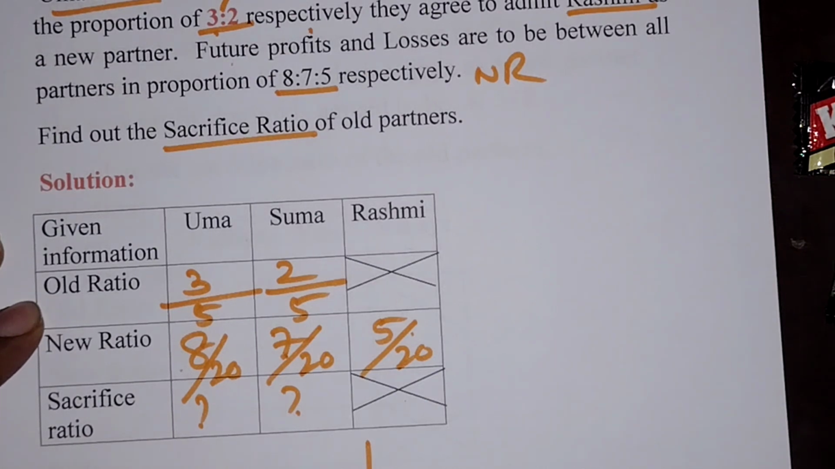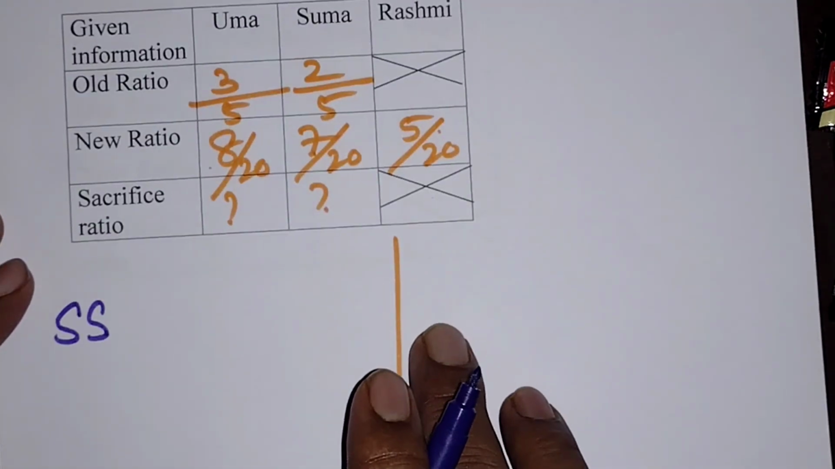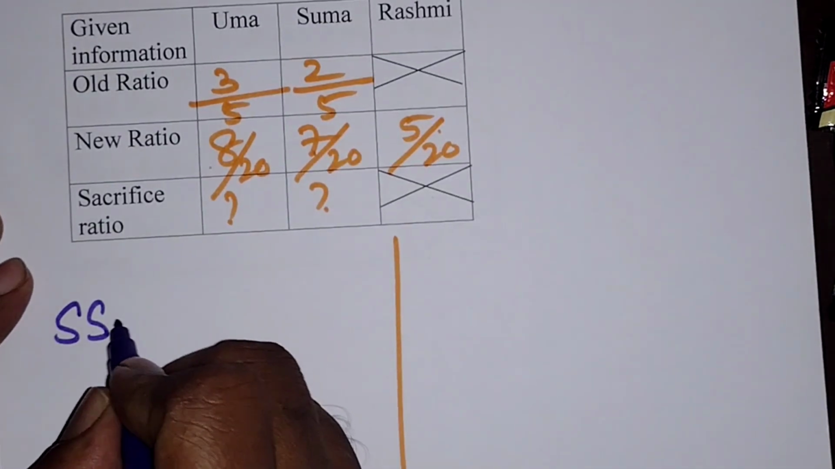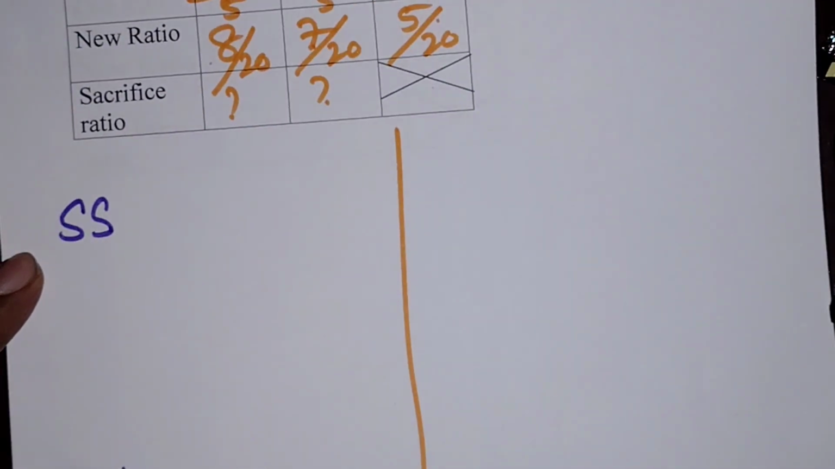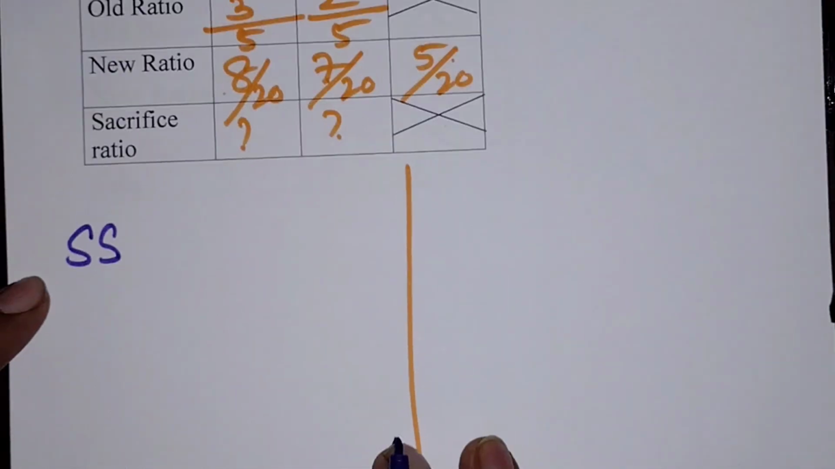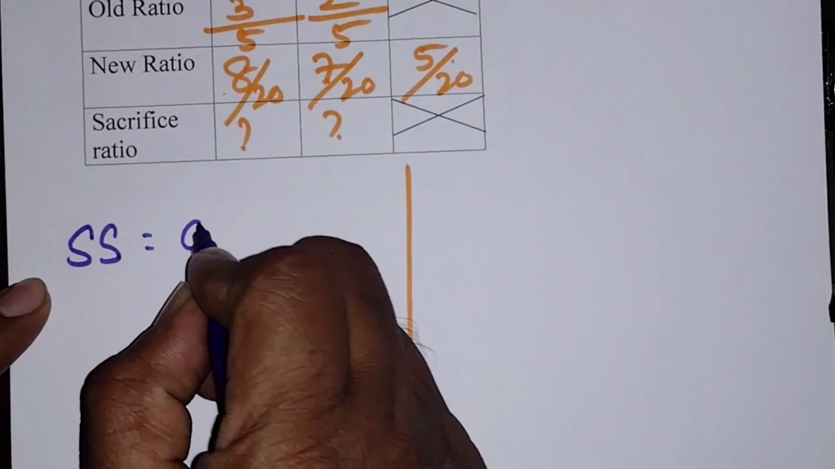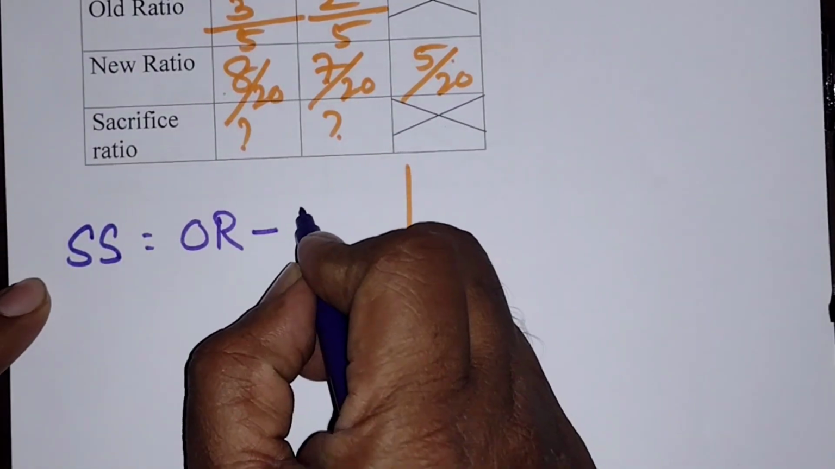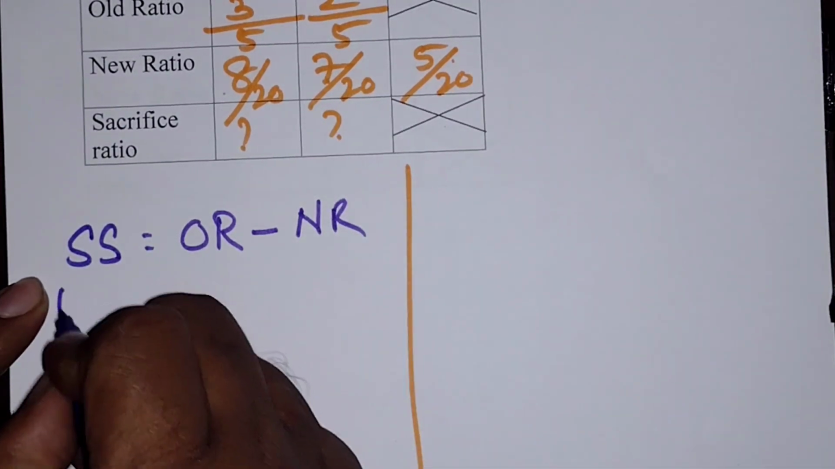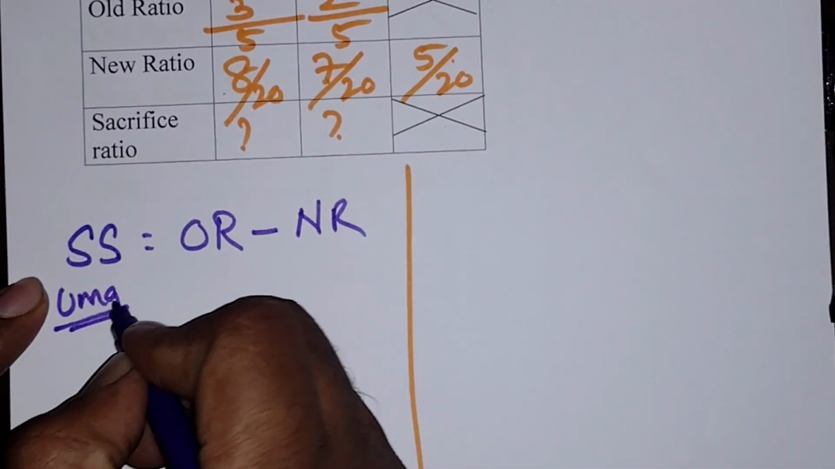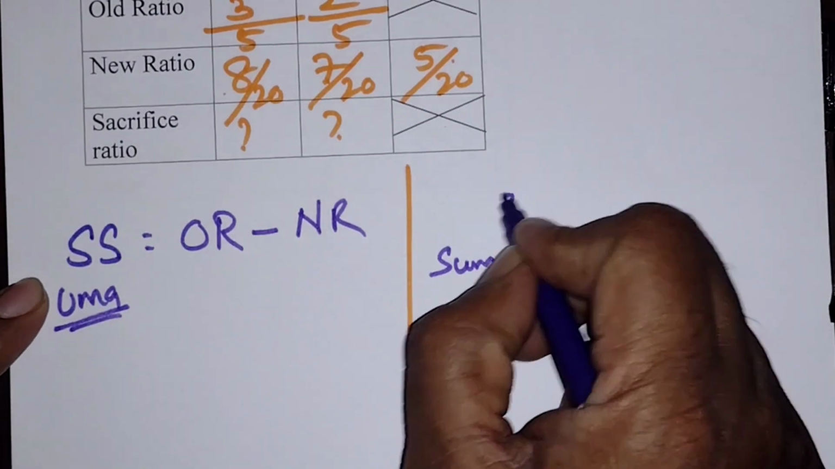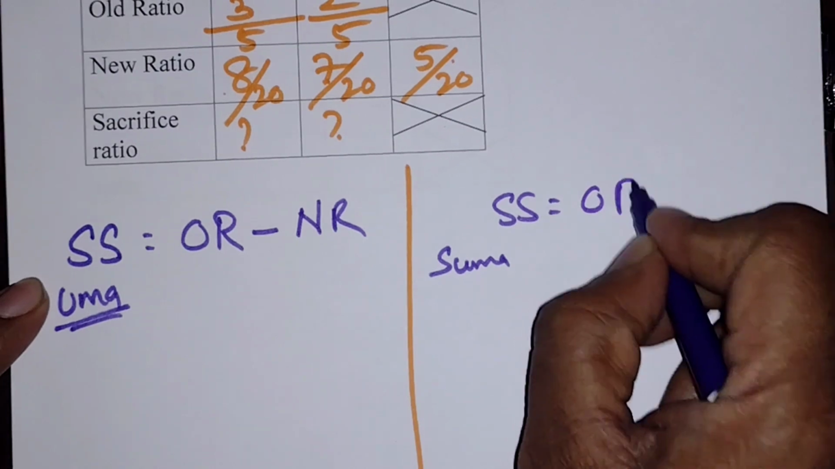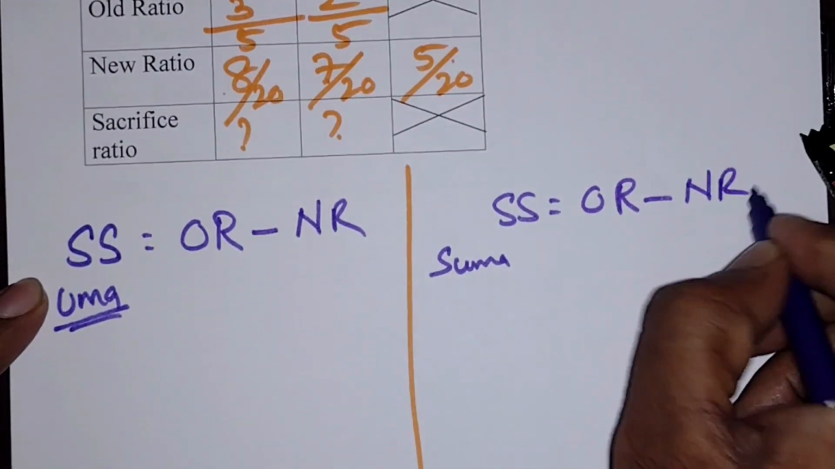Sacrifice ratio is equal to share sacrifice. At last, the answer I am going to get will be called the sacrifice ratio. Share sacrifice is equal to old ratio minus new ratio. First this is for Uma, and next it is for Suma. Again, share sacrifice is equal to old ratio minus new ratio.